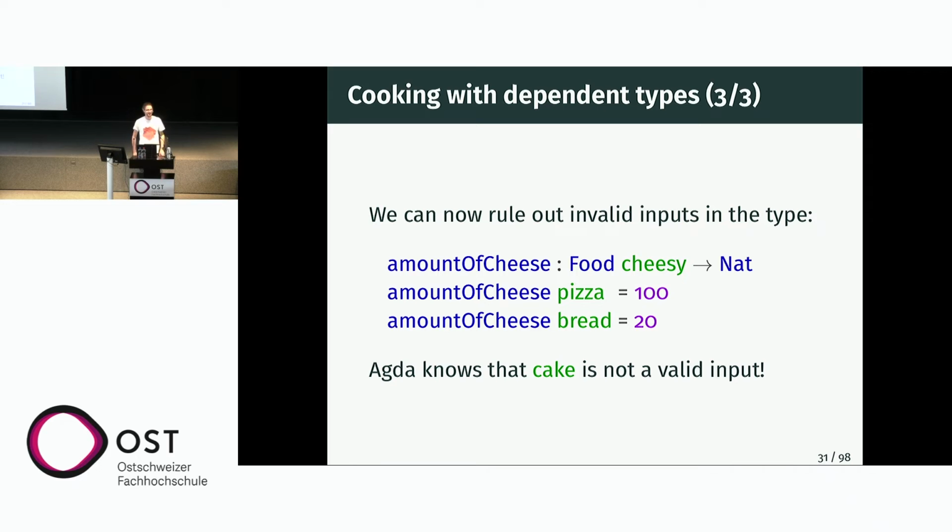Yes. Is it possible to solve this using a proof of inequality instead? The question is, is it possible to use a proof of equality instead? Well, yes, but the equality type in Agda is also defined as an indexed data type. So you're still using indexed data types somewhere, yes.